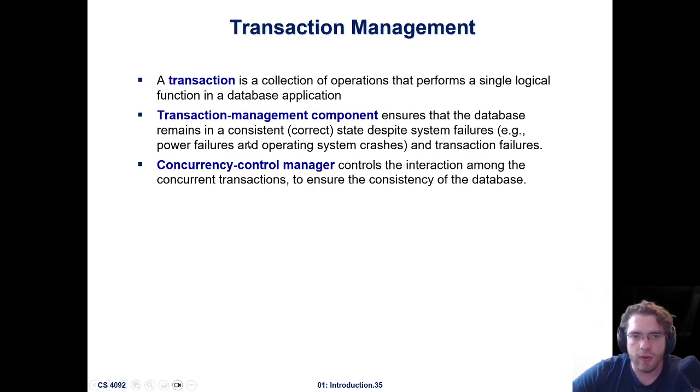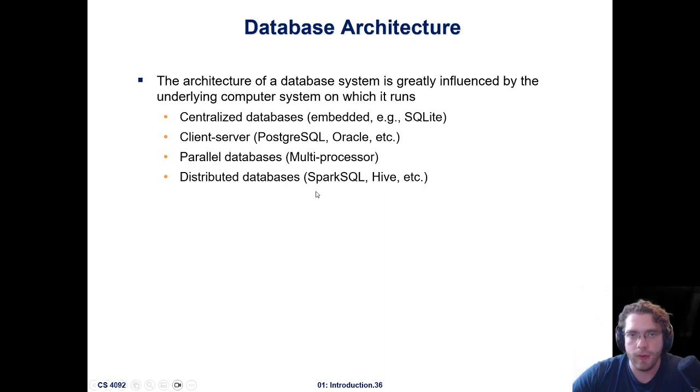Again, the concurrency control manager is going to help out with making sure everything's consistent with our data, because we don't want two people manipulating data and then seeing different versions of it at different times. Okay, cool. So there's some architecture here. Chapter one gives you a broad overview of this information, but the architecture of a database system is going to be greatly influenced by what is actually being run on it.